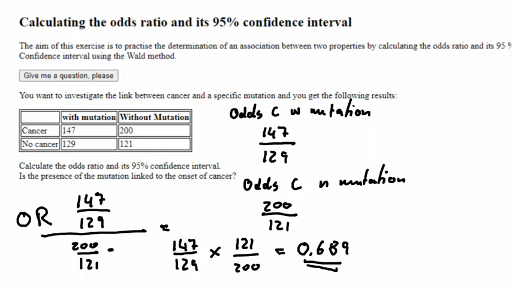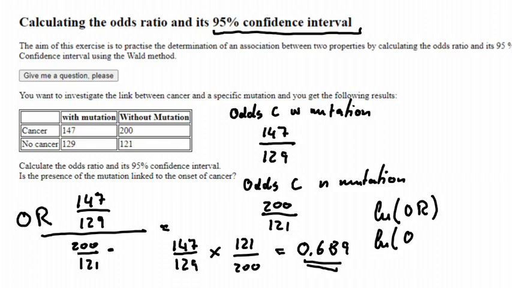However, we want to check out what the confidence interval is, and in order to do that, we would take the log of the odds ratio, so we would calculate ln of the odds ratio, and that would be ln of 0.689, and this gives us a value of negative 0.37. So this is the logarithm of the odds ratio.